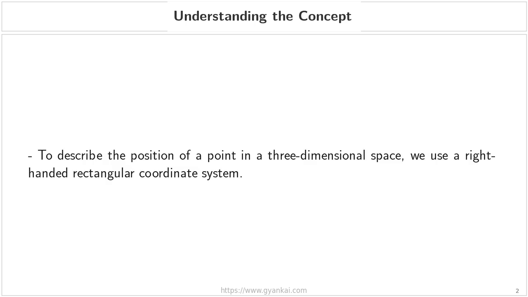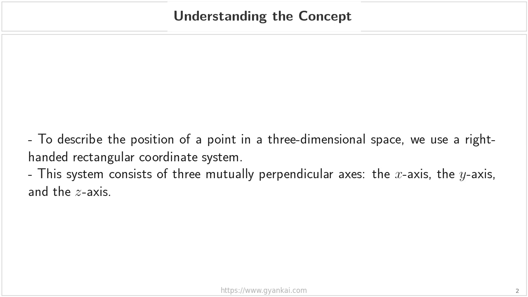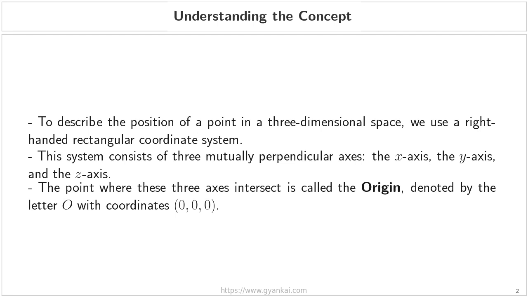Understanding the concept. Now that we've established why we need a fixed reference point, let's dive into how we actually set that up. To describe where a point is located in a three-dimensional space, we use what is known as a right-handed rectangular coordinate system. Think of this as a framework of three axes that are all mutually perpendicular, meaning they meet at right angles to one another. We call these the x-axis, the y-axis, and the z-axis. The very heart of this system is the point where all three of these axes intersect. We call this point the origin, and we denote it with the capital letter O, which has the coordinates 0, 0, 0.